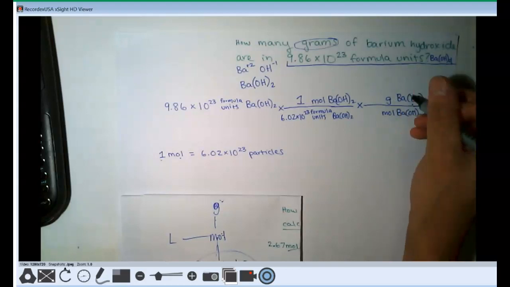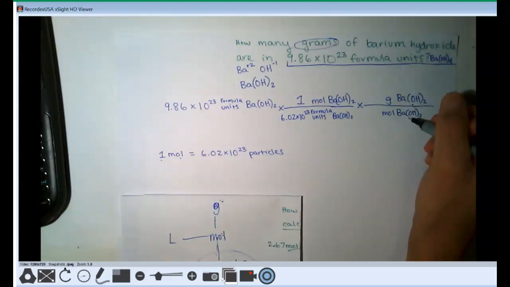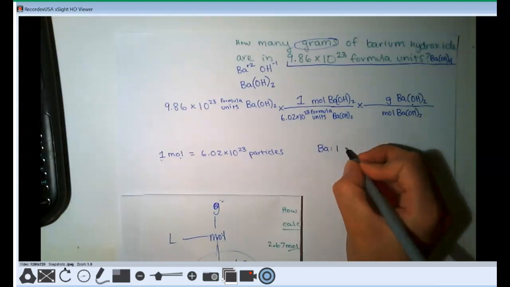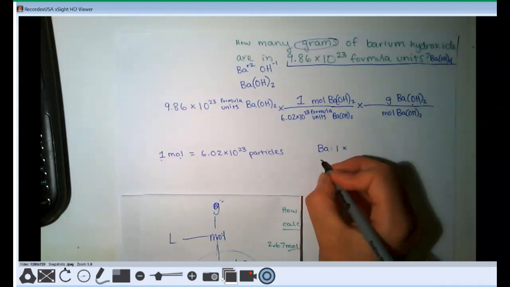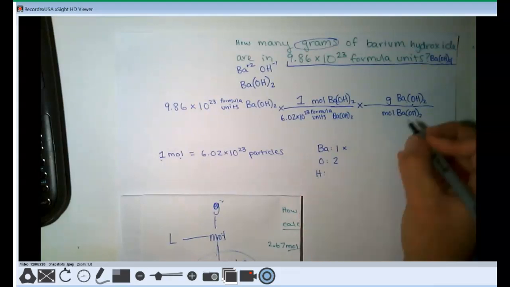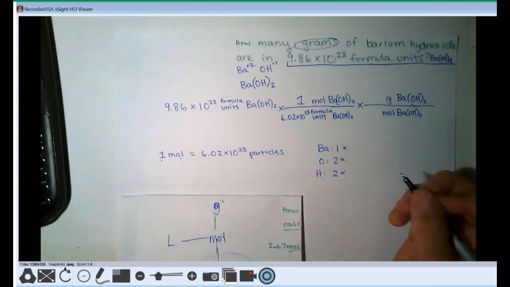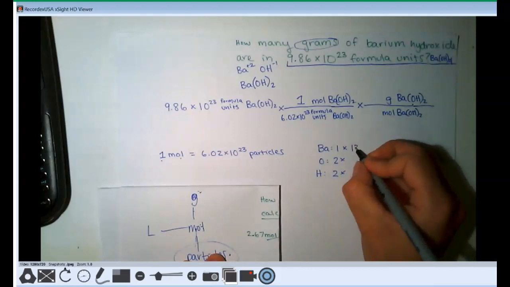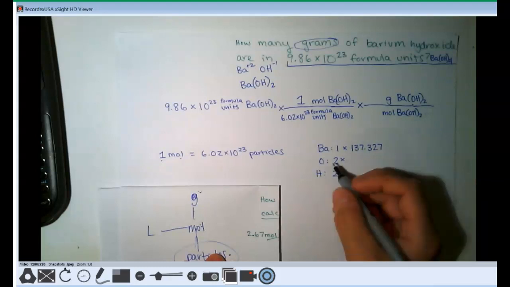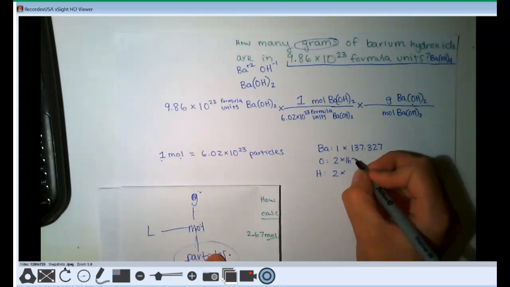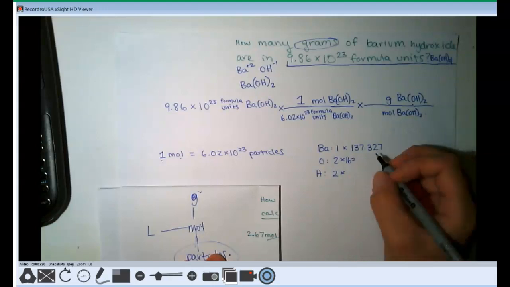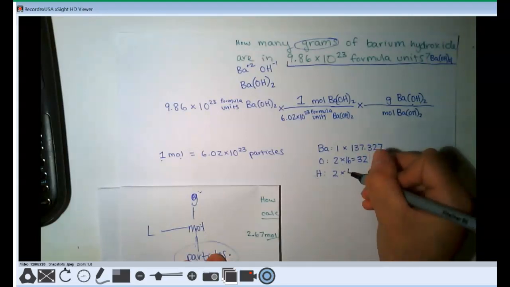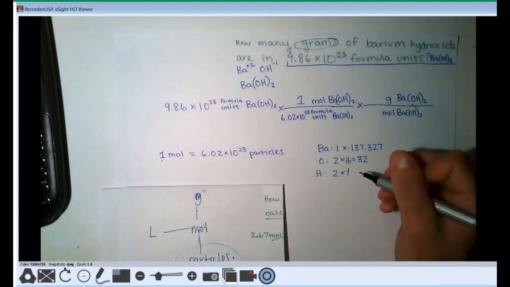Okay, so that's our first one. Now we need to figure out how many grams of barium hydroxide are in 1 mole. And to do that, we just refer to our periodic table. We're going to add up the mass. So we have 1 barium, we have 2 oxygens, and we also have 2 hydrogens. The mass of barium is the one I don't know, so let's look that up. Mass of barium is 137.327. Oxygen's mass is approximately 16. It's 15.999, but we can round to that one. So 2 times 16 will give me 32. And then hydrogen is approximately a mass of 1. It's 1.008, but we can round that to 1.